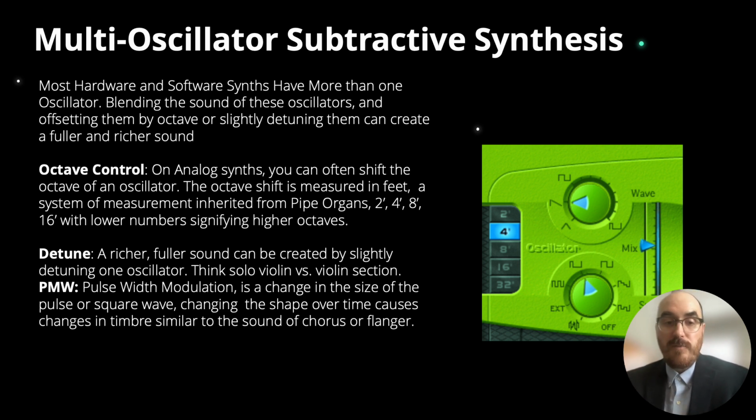There's also more advanced techniques like pulse width modulation. This is a way to change the size of a pulse or square wave, which will change the emphasis of harmonics.